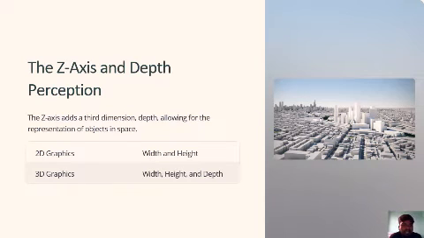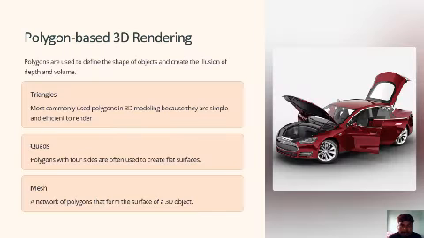The z-axis and depth perception. The z-axis adds the third dimension. The depth allows the representation of objects in space. In 2D, width and height are the two dimensions. But in 3D, there are three dimensions: width, height, and depth.